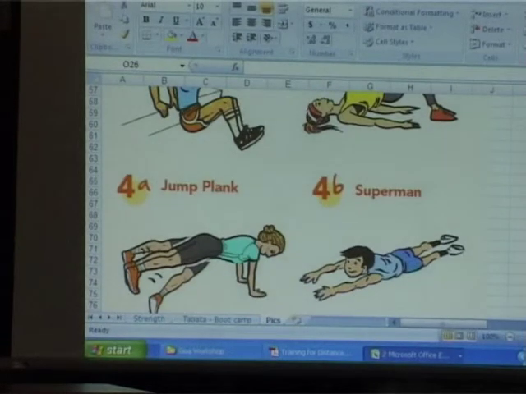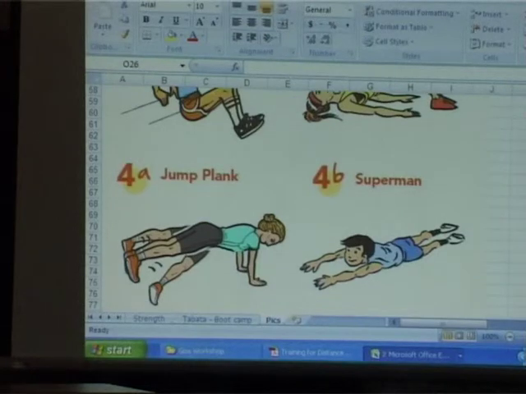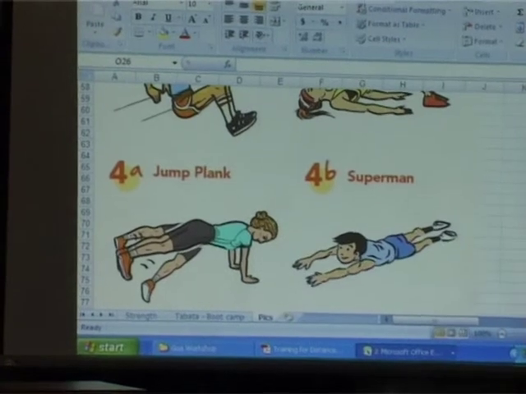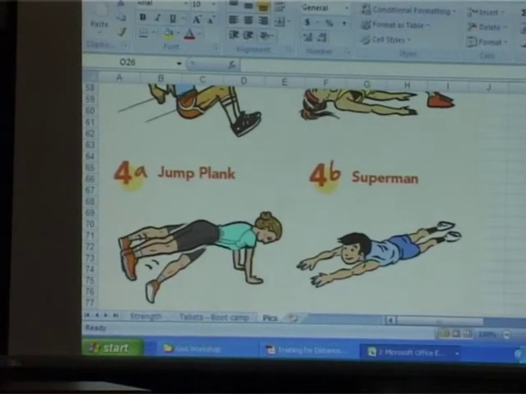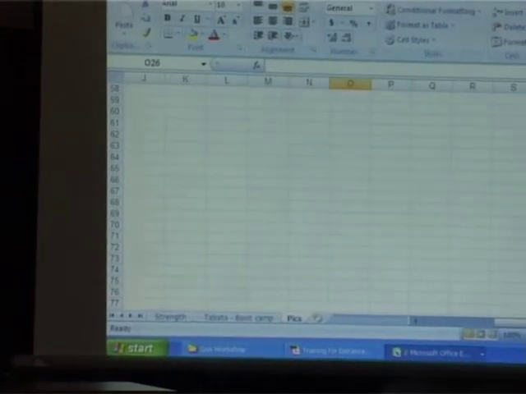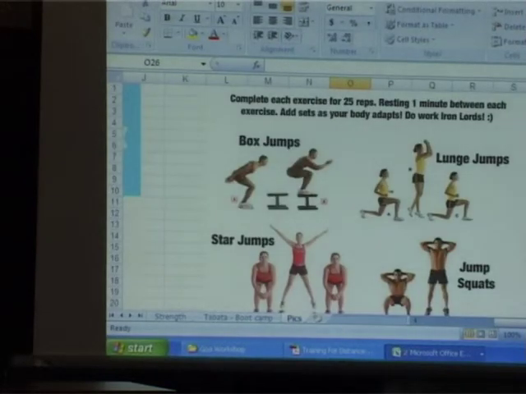The jumping plank, in which you hold the plank position and lift your feet off the ground, and you get real leg strength with this. You have Supermans, in which you lie on your stomach and you raise your hands and your legs periodically up and down. Okay, so just to give you an example, these are the things that you probably need to do. These are box jumps, in which from a static position you jump up onto a box, and this is where this leg power comes from.